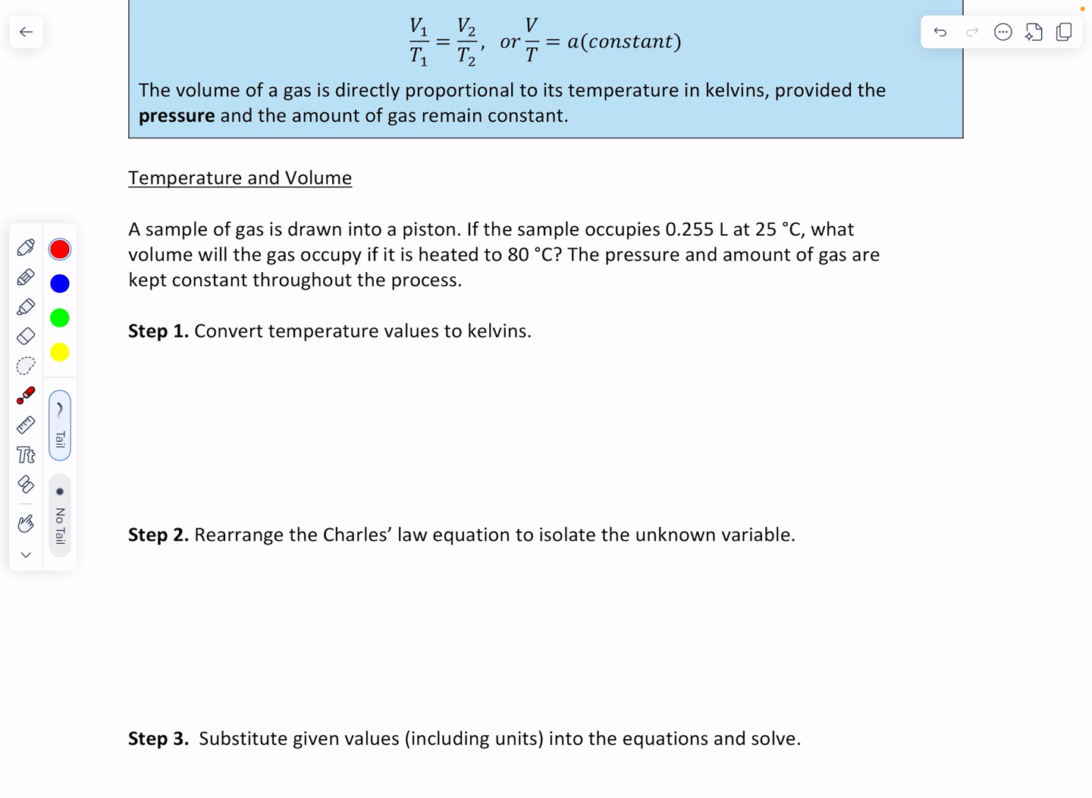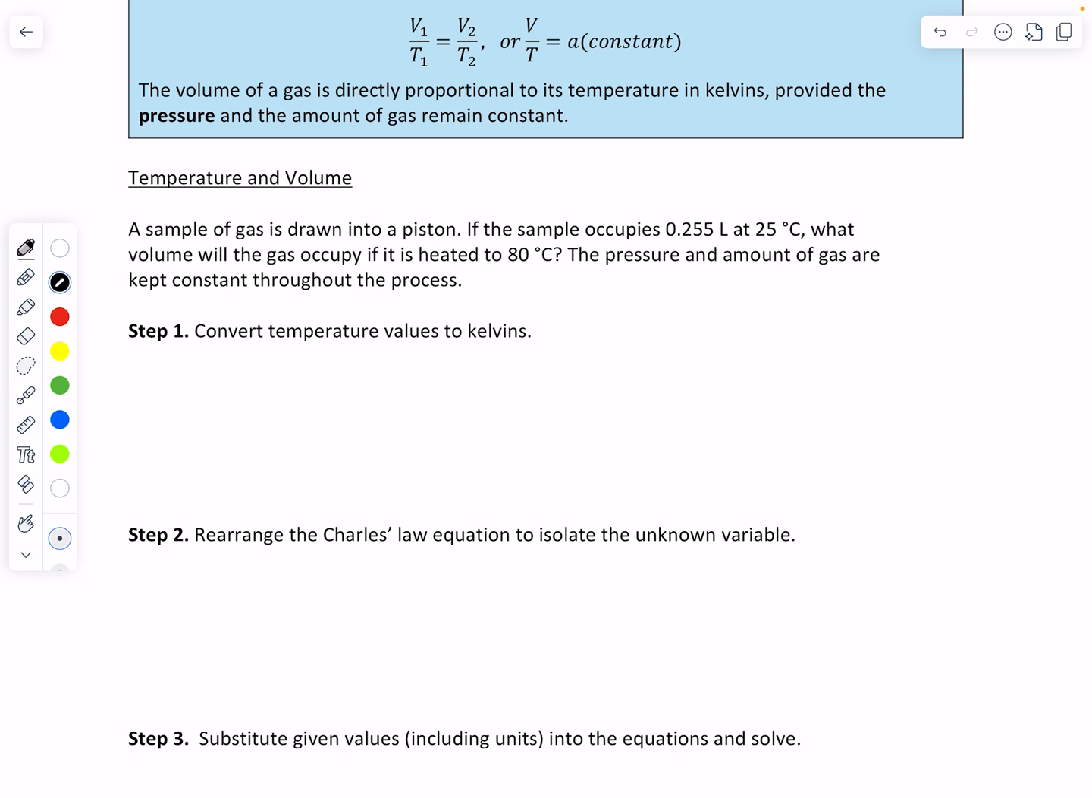A sample of gas is drawn into a piston. If the sample occupies 0.255 liters at 25 degrees Celsius, what volume will the gas occupy if it's heated to 80 degrees Celsius? The pressure and amount of gas are kept constant throughout the process.